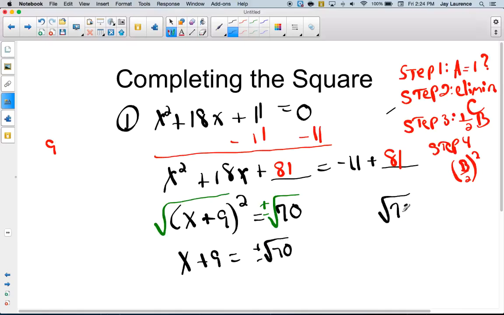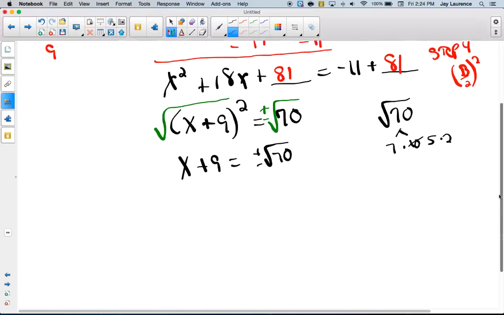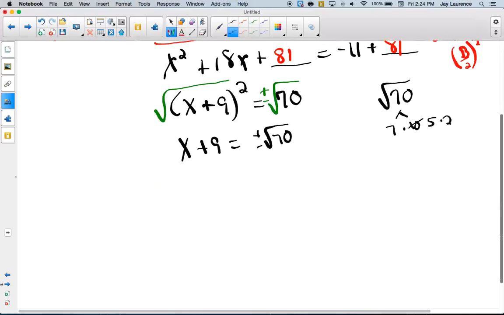Now, I should take a minute and see if rad 70 can be simplified. If it can, I should simplify it. Well, let me see here. I'm not finding any perfect square factors. I'm finding 7 times 10. Of course, 10 can be thought of as 5 times 2, but those are all prime. None of them are perfect square, so the square root of 70 is just rad 70. I can't break it down anymore.